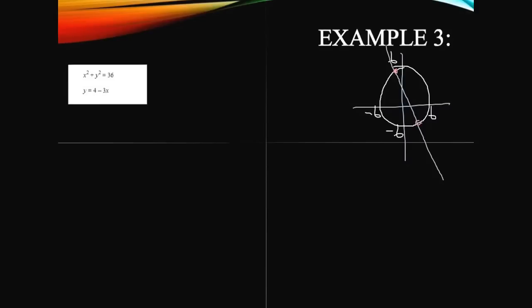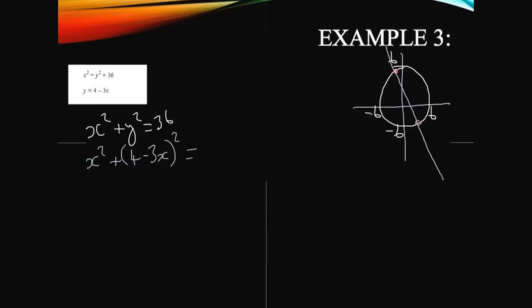We're going to do it in exactly the same way. We're going to use the substitution method. So I've got x squared plus y squared equals 36. But I've been told what y is. So because I know what y is, I can change this y here for 4 minus 3x. So I've got x squared plus, and I always put these things in brackets to keep it tidy, (4 minus 3x) squared equals 36. Remember, it was y squared before. I've been told what y is, so it's all that squared.